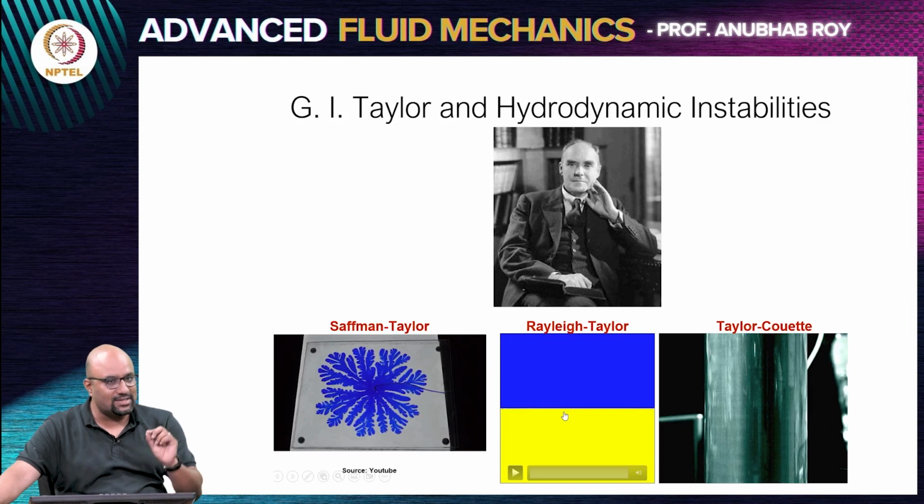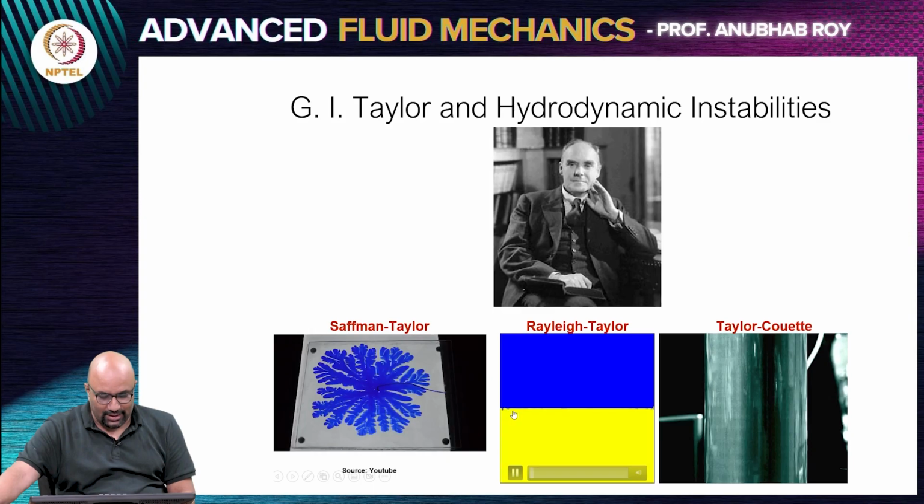So, you will always see boundaries between blue and yellow. If it is miscible, then they are going to nicely get mixed up. So, when you start the simulation, if you look at the interface, it is basically starting to grow, and gradually you have upward moving bubbles of the lighter fluid and downward moving spikes of the heavier fluid.